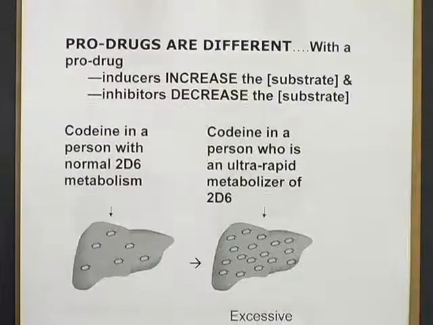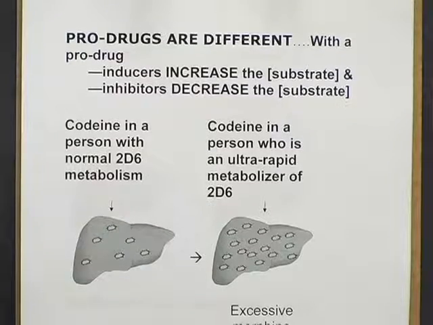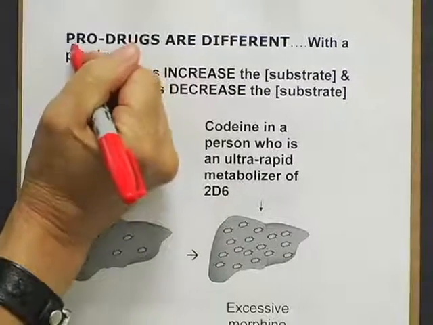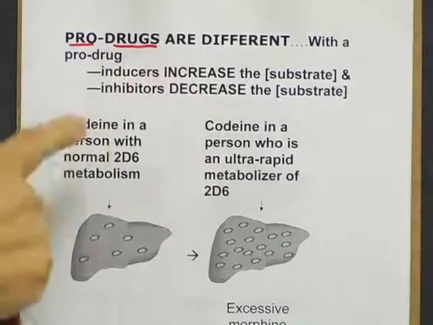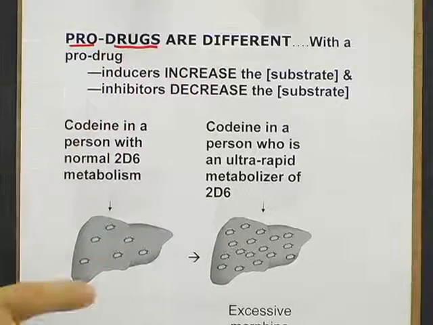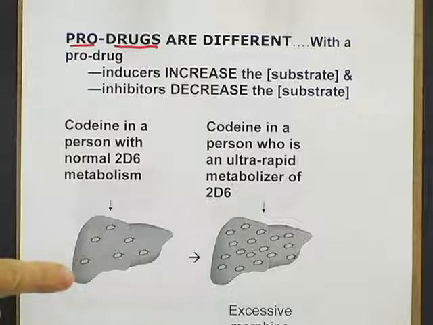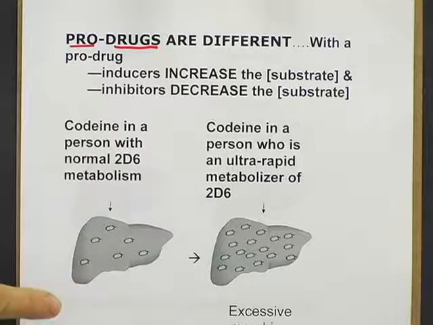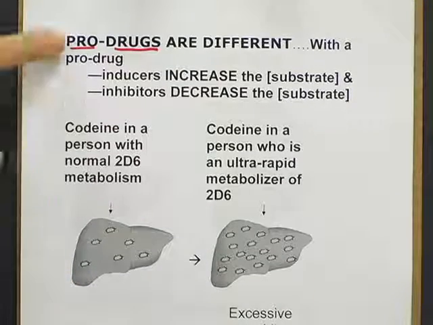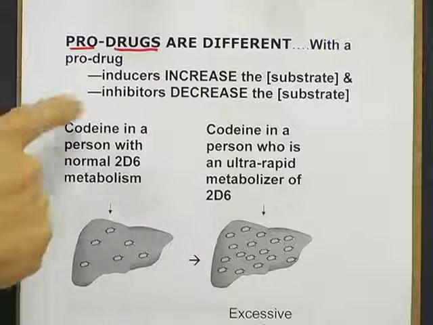Okay, now what I said is true, except if the patient is on a prodrug. A prodrug is when you've got a drug that is inactive and it's enzymatically converted to the active form. And if you've got a prodrug, the opposite happens.